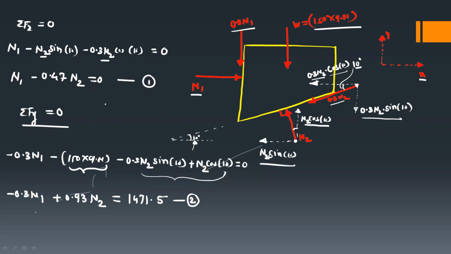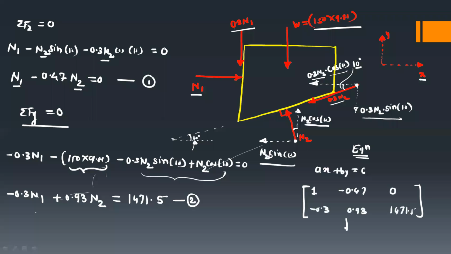So now you have two equations in terms of N1 and N2. Okay. So you can use the equation mode of your calculator. In the equation mode, select the first equation, which is AX plus BY equal to C. Then put these matrix values: first is 1, after that minus 0.47, and constant is 0. Next is minus 0.3, then 0.93, and constant is 1471.4. Solve this and you will get the values of N1 and N2.